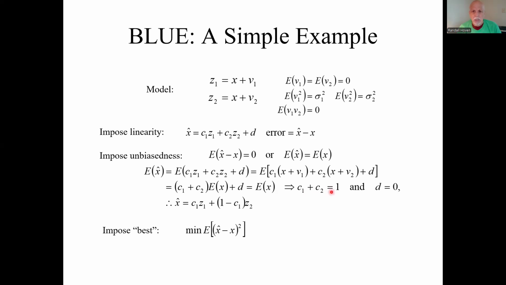So we just algebraically solve a little bit of it. Of these three initial unknown parameters, we're down to just one, C sub 1. So here's our estimator right now. It only involves C sub 1 and the two measurements. Now we impose best, the minimum mean square error.